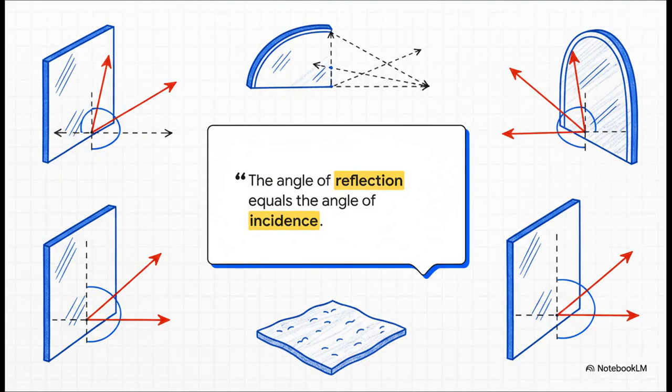And here it is. This is the one. The single, simple rule that explains everything else we're about to talk about. When a ray of light hits a surface, the angle it comes in at is exactly the same as the angle it bounces off at. That's it. That one little idea explains every reflection you've ever seen, from your bathroom mirror to a crazy funhouse.